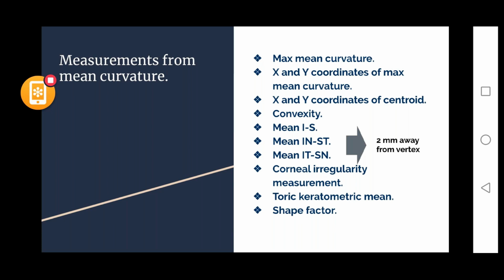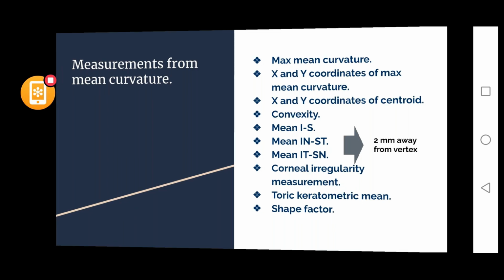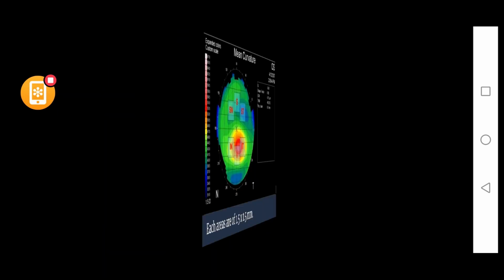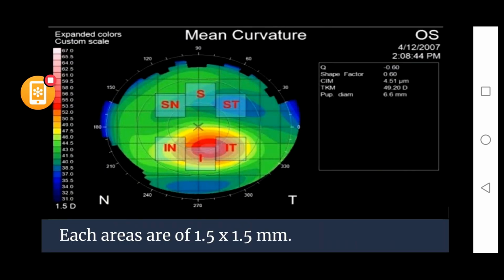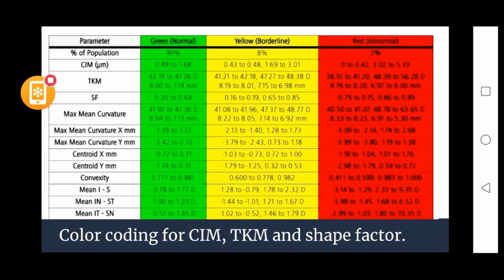Now when the shape factor goes into negative, that means the cornea is oblate. And when the shape factor goes towards the positive side, it means the cornea is prolate or hyperprolate, or the cornea is steep in the center. I hope everyone is following me. Right. So these are the few values which are measured in the mean curvature map.